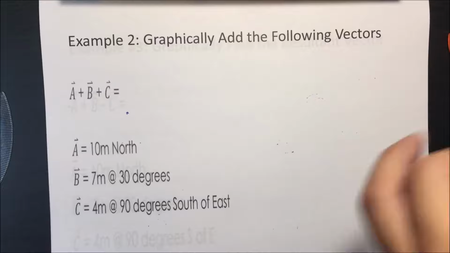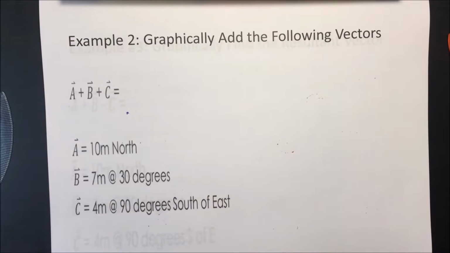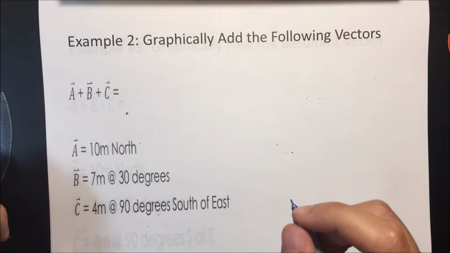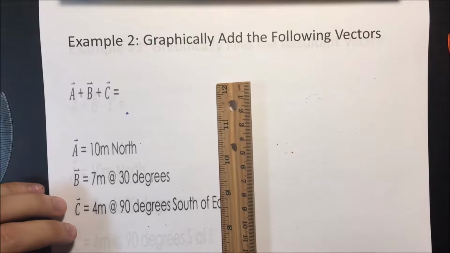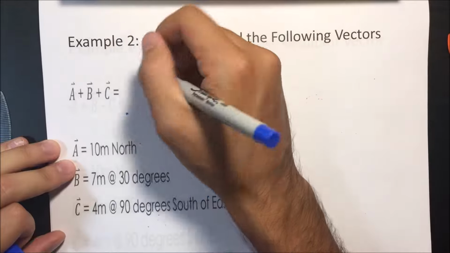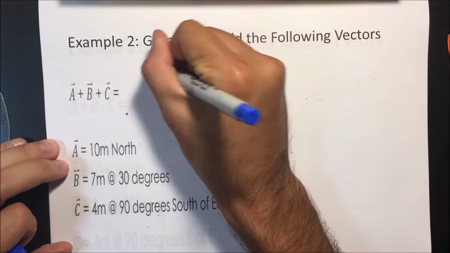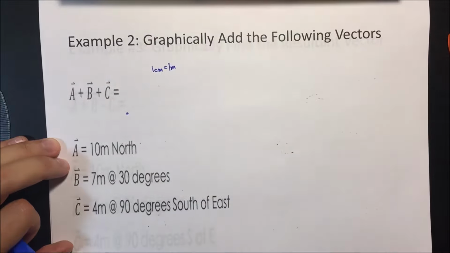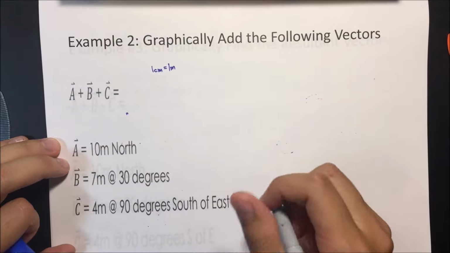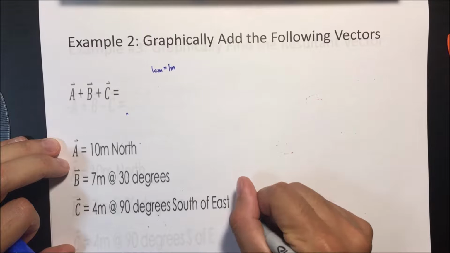Graphically add the following vectors. A is equal to 10 meters north, B is equal to 7 meters at 30 degrees, and C is equal to 4 meters at 90 degrees south of east. Okay. So the first thing that we want to do when we're doing these problems is we want to create a little legend. So I'm going to say 1 centimeter is equal to 1 meter. Then what I'm going to do is I'm going to have a little cross section here.